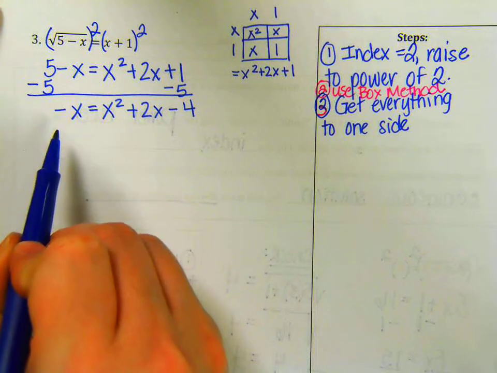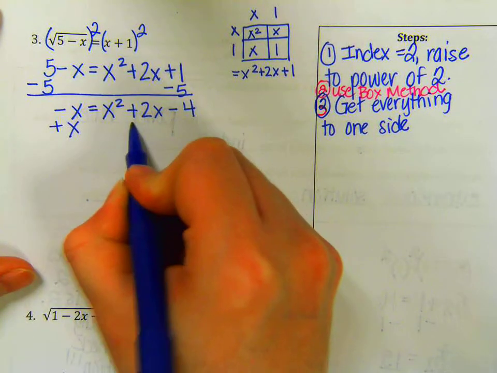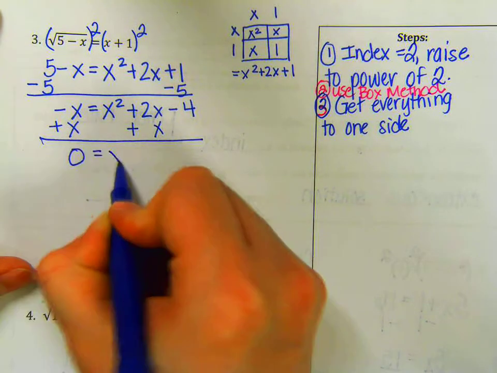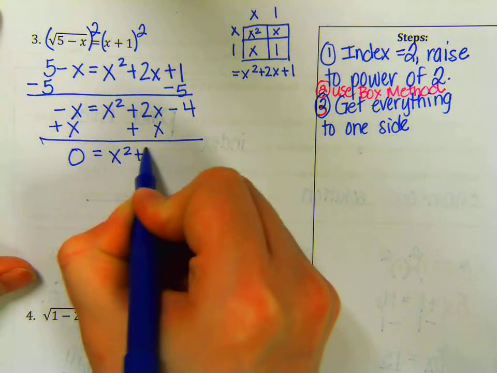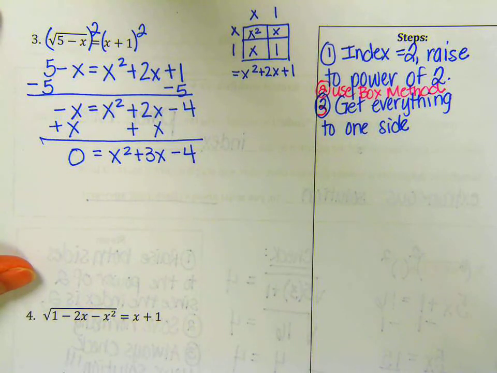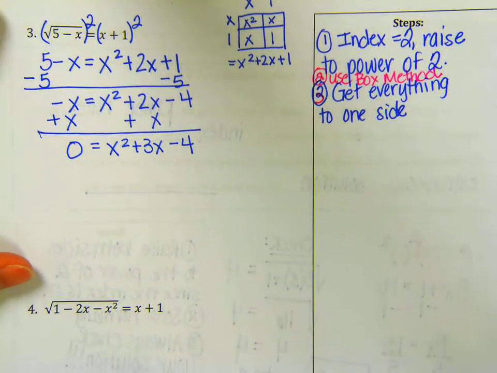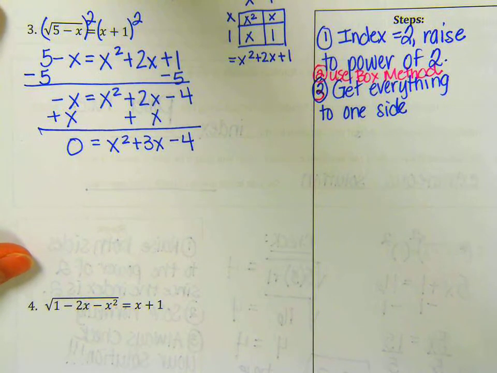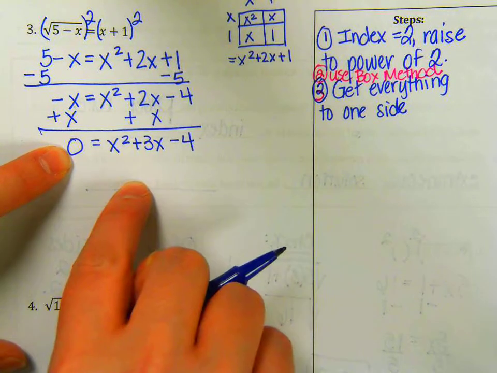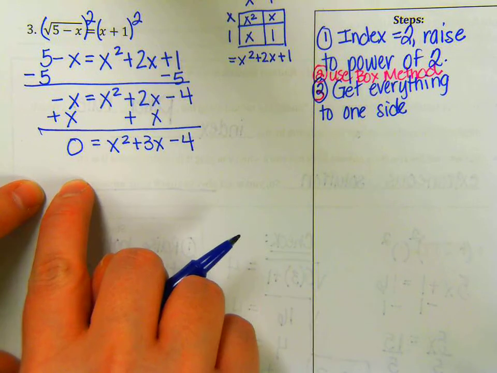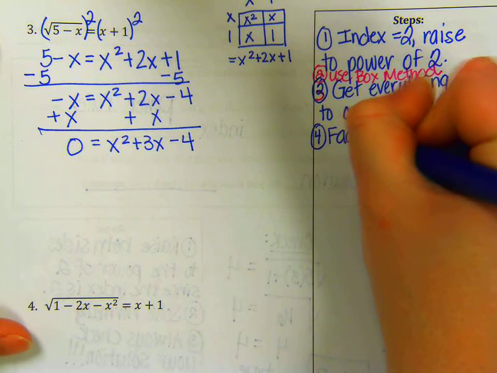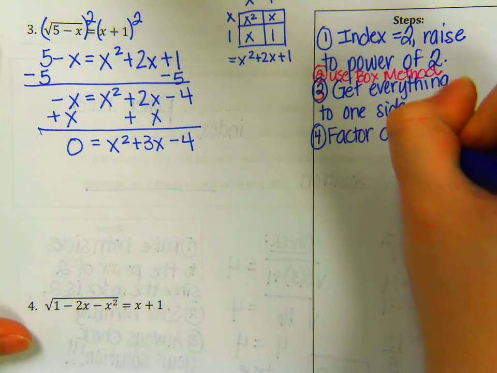And then I'm going to add the x, so 0 equals x squared plus 3x minus 4. Now that it's equal to 0, I can factor, set them both equal to 0, and solve. So my fourth step is to factor and solve.